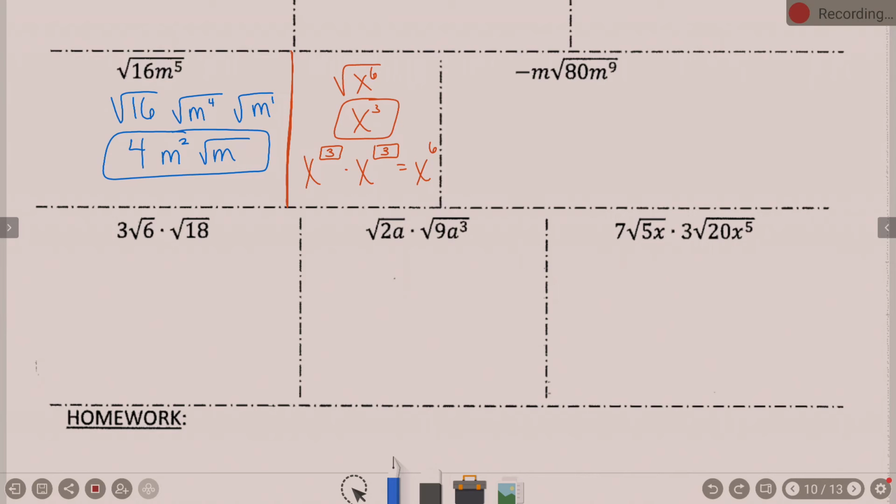Okay. Negative m square root of 80 m to the 9th. So, break it into pieces here. First of all, that negative m out front. What do you think I get to do with it? Well, it's already outside of a square root, though. So that negative m out front, we just carry it down. It's already outside of the radical. You carry it down. It's part of your final answer eventually.